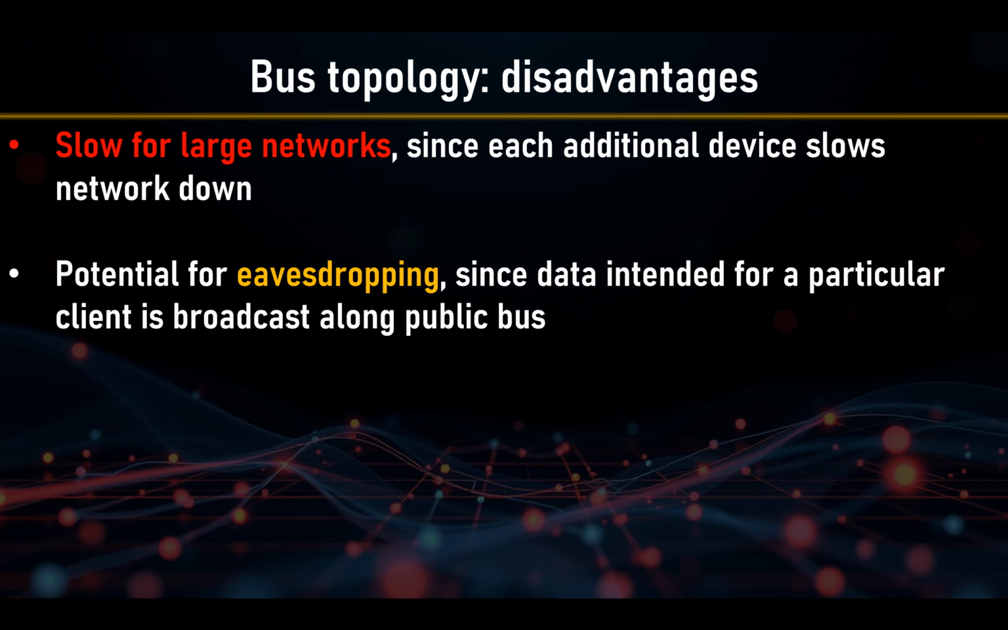Also, as mentioned, there's potential for eavesdropping, since everyone can read the data. It's just broadcast. Now, the reason I put this in orange is that if we're using encryption, while they can see the encrypted data, they're not going to be able to decrypt it, so they're not going to be able to see the contents. However, they will be able to see some metadata, like who's communicating with who, how much data they're sending, what times they're sending the data, and various other things like that.